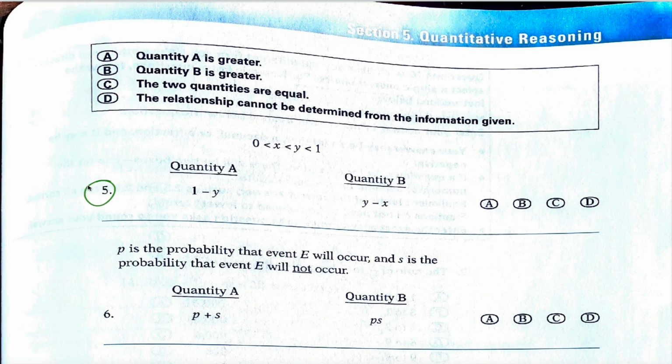All right, here's question 5 from the GRE practice test. The idea in this problem is we have these two numbers, x and y, and what we know about x and y is they're both between 0 and 1, and y is bigger than x. And the two quantities that we're supposed to compare are 1 minus y and y minus x. Lots of ways you can figure out this problem.